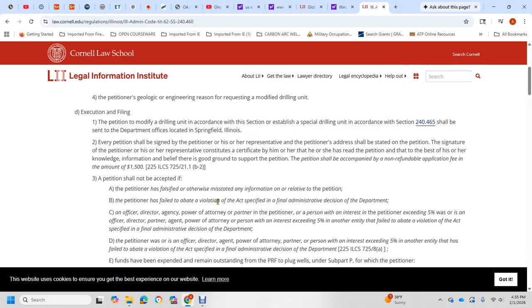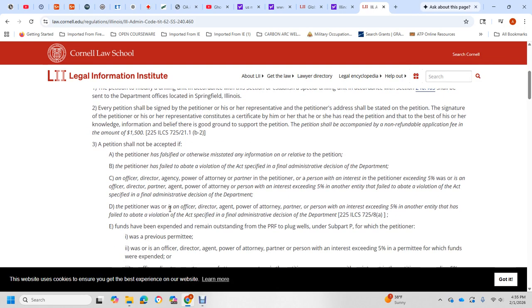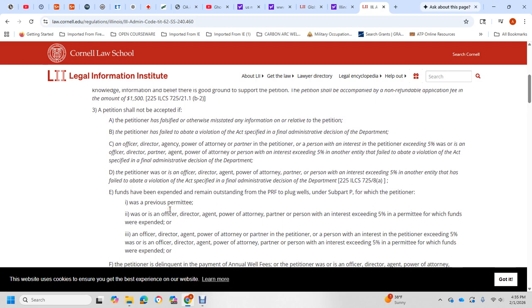The petitioner failed to abate a violation of the act, successful with the final administrative decision of the department, and is an officer, director, agent, power of attorney, partner of the petitioner, or a person with an interest in the petitioner exceeding 5%, or is an officer, director, partner, agent, power of attorney, or person with an interest of 5% in any entity that failed to abate the violation of the act with the final administrative decision of the department. If the petitioner was an officer, director, agent, power of attorney, partner, or person with an interest exceeding 5% of another entity that failed to abate the violation of the act with the final administrative decision of the department.